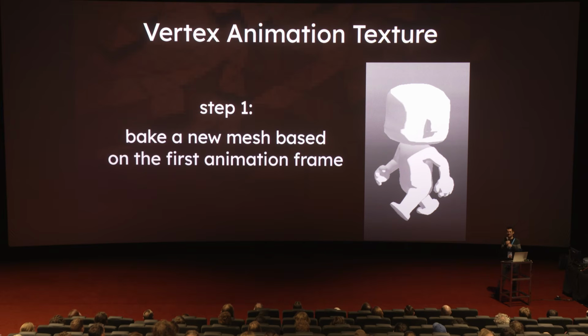Step 1 is that you have to take your mesh and transform it, bake it so that it contains already the first frame of your animation. Here I'm taking the walk animation of this character, and so I created this mesh. That is the first step of the animation.